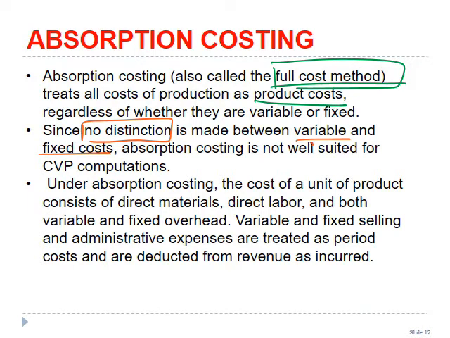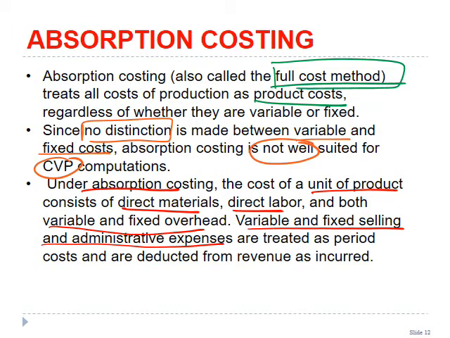So absorption costing is not suited for our cost volume profit analysis. Under absorption costing, the cost of a unit of product consists of direct material, direct labor, and both variable and fixed manufacturing overhead. Plus, in absorption costing we treat all the variable and fixed selling and administrative cost as period cost, and we deduct it from our revenue as incurred.